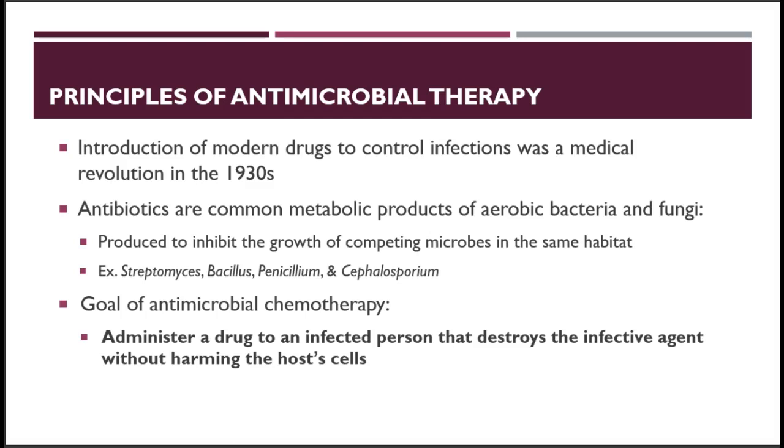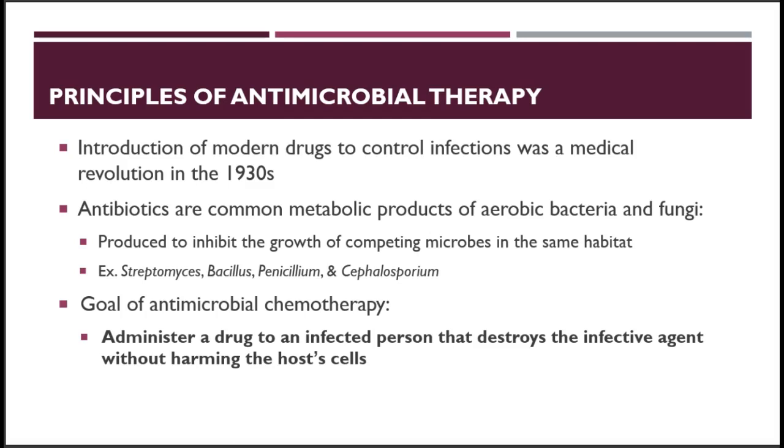And these antimicrobials are natural products that are produced by these organisms to inhibit the growth of other competing organisms that grow in the same habitat. The 4 groups listed there, Streptomyces, Bacillus, Penicillium, and Cephalosporium, are all groups of either bacteria or fungi that we have derived or isolated antimicrobial products from that we currently use today.